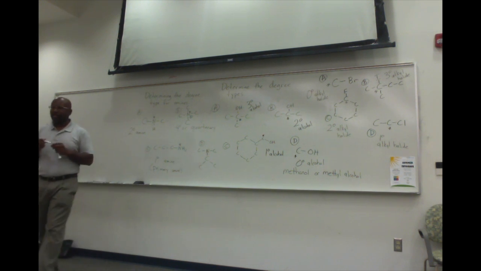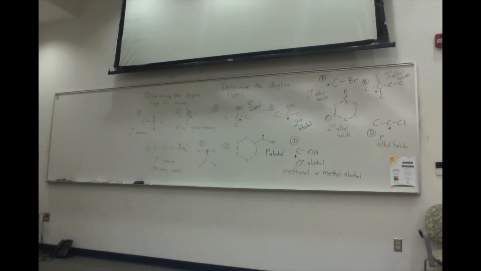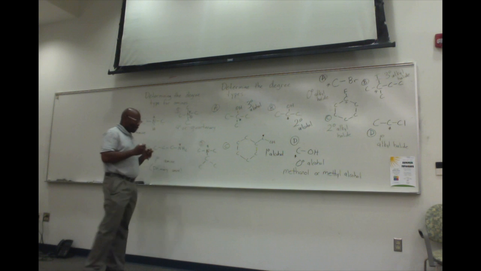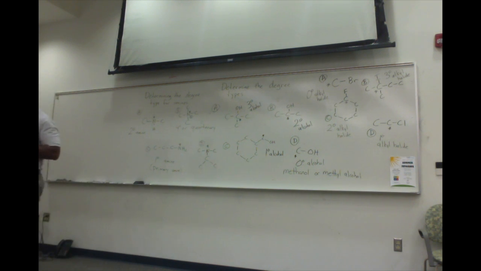Next, we'll look at D. Now for D, we're going to find the nitrogen atom. Put a star next to the nitrogen atom. How many carbons are directly attached to nitrogen? That will be a 3 degree or a tertiary amine.